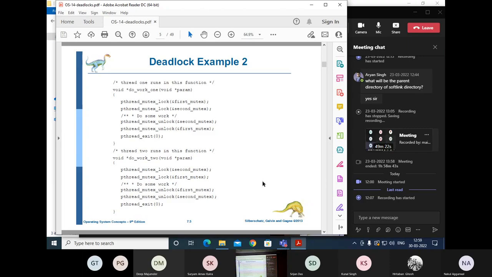We'll stop here today. We will formalize this concept of deadlock more formally tomorrow, and then see some ways of dealing with deadlocks also. Like, what if there is a deadlock?